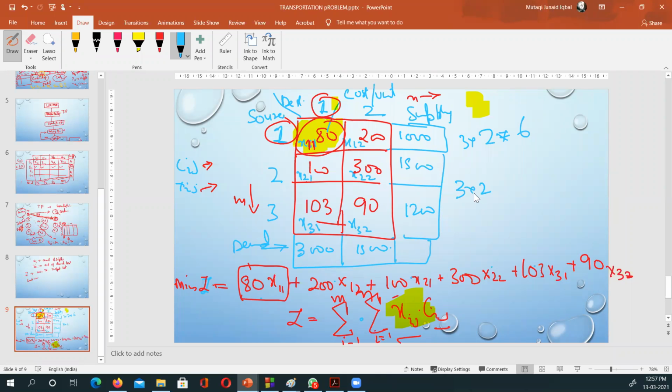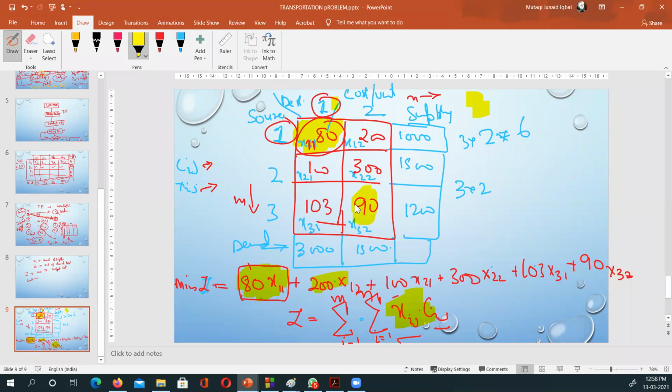3 into 2 is how many? 6 times. So what are you doing 6 times? X of ij into c of ij. You are doing this 6 times. This is x of ij, control Z, sorry, highlighter. Okay, x of ij is this into c of ij. X of ij is x11 here, c of ij is here 80.